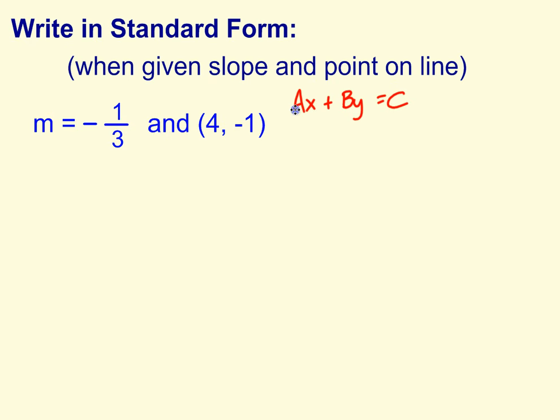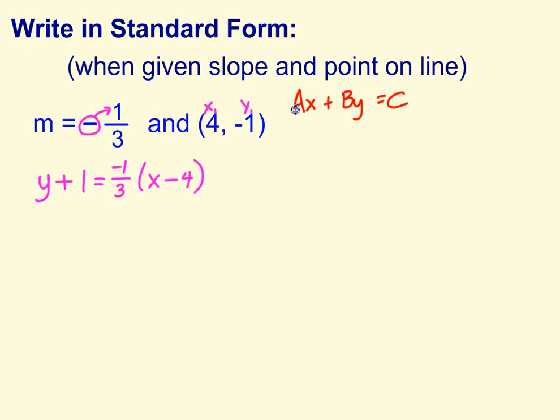So point slope form, here's our x1, y1. We're going to do y minus that y1, which is negative 1, so y plus 1 equals our slope, negative 1/3. Anytime you have a negative sign in front of a fraction, go ahead and put it with the top number. So negative 1/3, parentheses, x minus 4. Alright, so now we have an equation. We're going to get this into standard form.